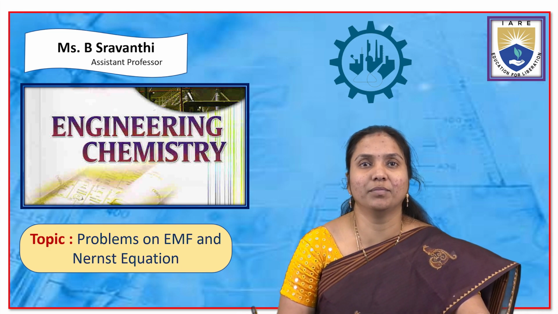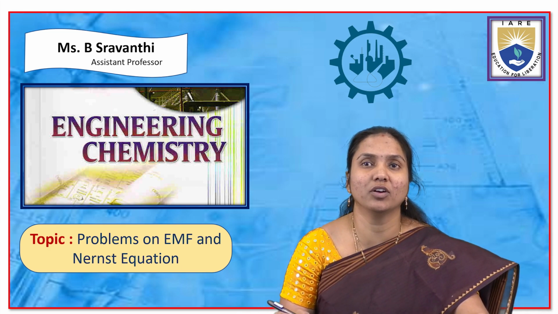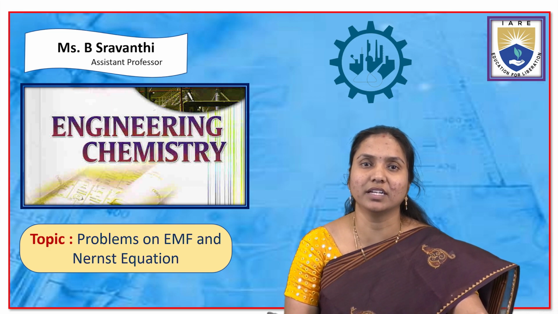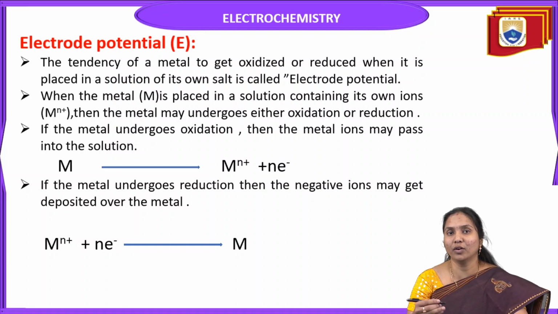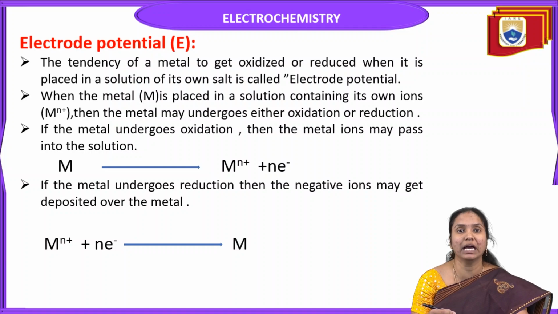Today we are going to discuss numerical problems based on EMF and the Nernst equation. Before discussing these problems, we first discuss what electrode potential is. An electrode, either an anode or a cathode, conducts electrons. A metal or metallic rod is called an electrode. The strength of an electrode is called electrode potential.